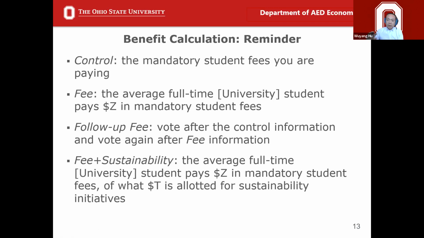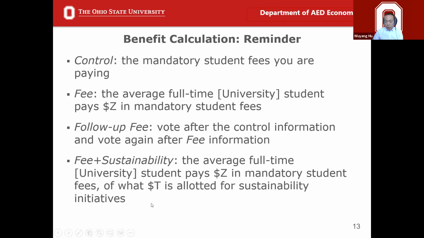So essentially, they're going to take a vote first, only knowing that they're paying a fee. And then we tell them the second piece of information, the exact number they're paying, and we ask them to vote again. So the third treatment is kind of a combination of the first 2 treatments.